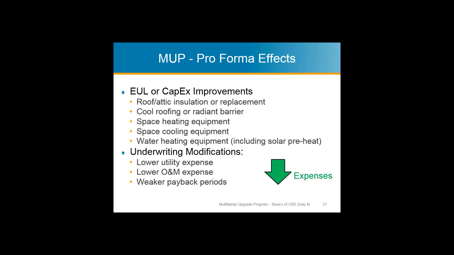These are all larger items that are more than likely going to have a weaker payback period that's not going to sell itself during the underwriting process. It may have one of those 15, 20, 25-year paybacks that Tony had in the rehab budget and the Excel example. But you can obviously expect a lower utility expense and a lower operations and maintenance expense. So that will be reflected in the bottom line in the higher NOI like we just talked about.